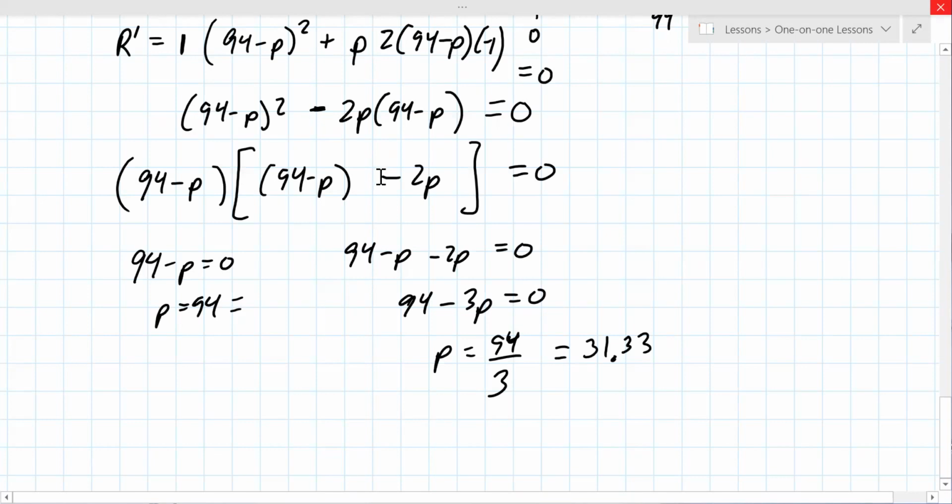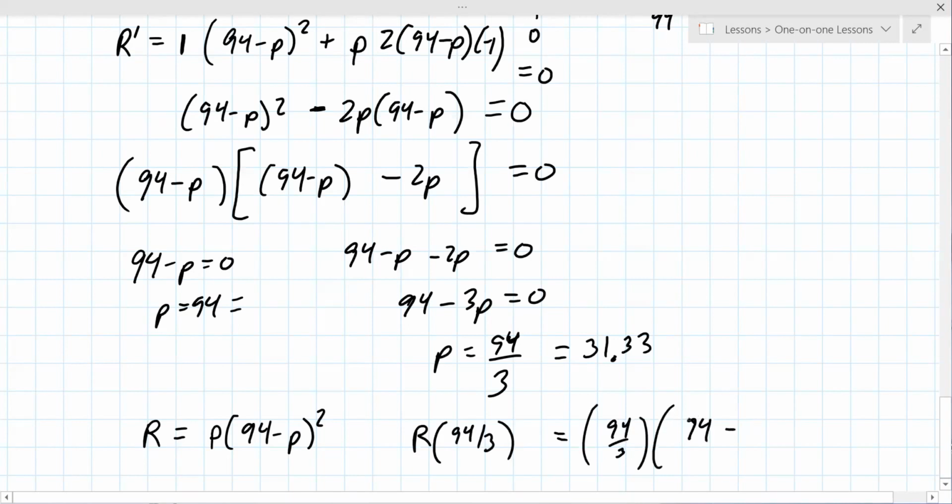These are much harder to do by hand. If we could graph them, we could just read the answers off the graph. Yeah, I wish I could. They make you turn in your work, and if you don't show your work, you don't get credit. Yeah. I mean, you could show some of this and then still graph it because it's a lot faster. But for the revenue function, we go back to it's P times 94 minus P squared. We do R of this 94 over 3 number. It's 94 over 3 times 94 minus 94 over 3 squared.